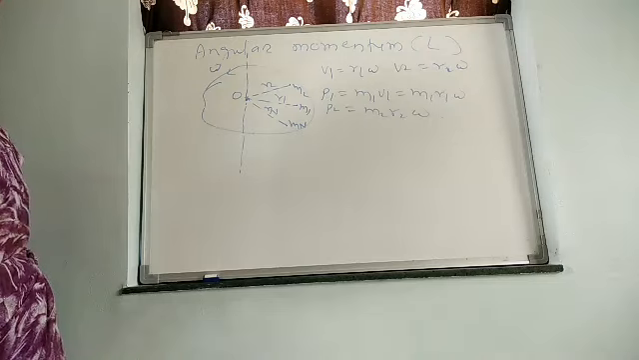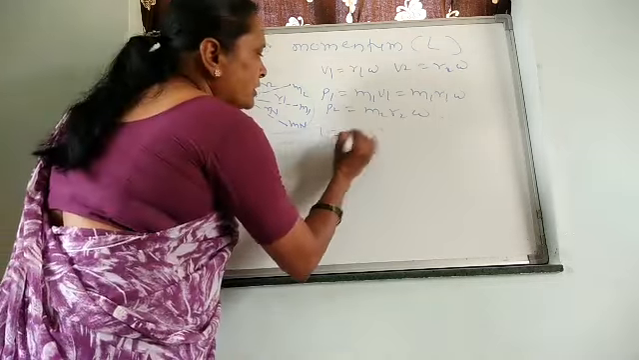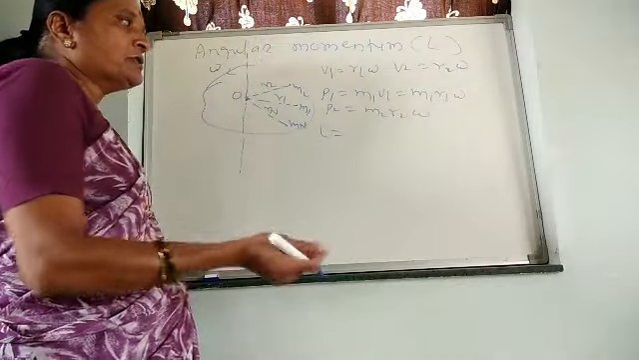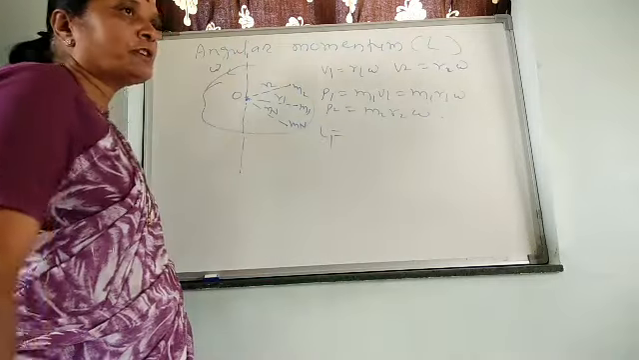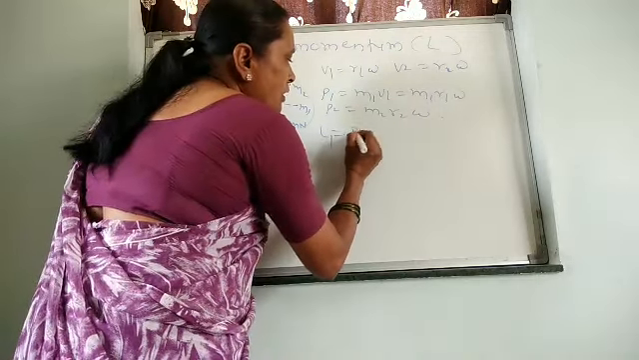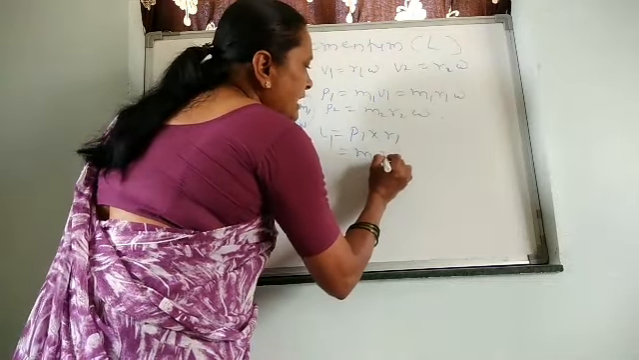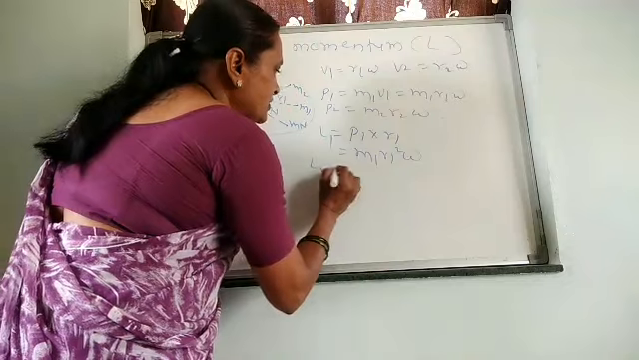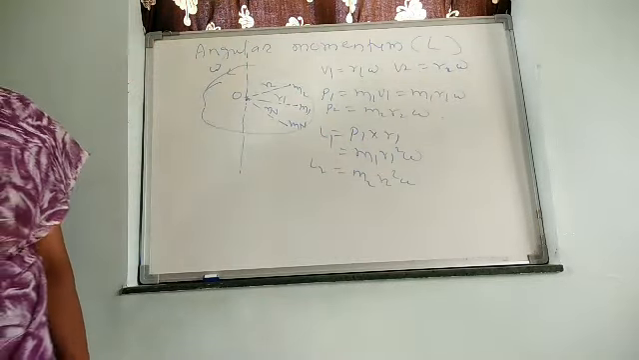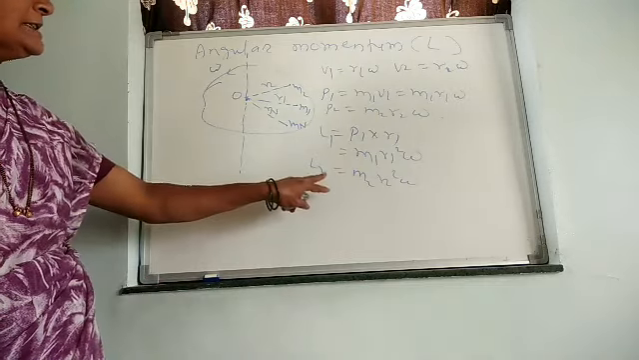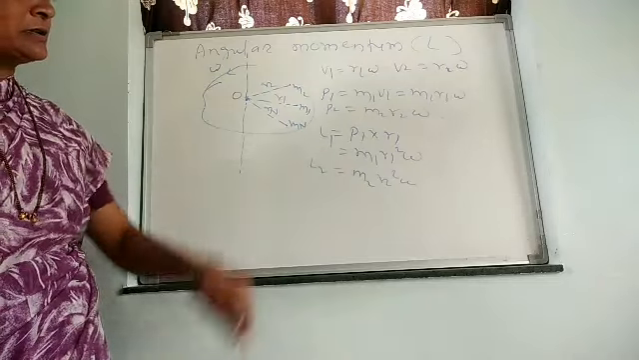As you have seen, angular momentum L is a product of linear momentum and the perpendicular distance from the axis of rotation. Therefore the angular momentum of the first particle will be equal to P1 into r1, that means m1 r1 square omega. L2 is equal to m2 r2 square omega. In this way we can find the angular momentum of the nth particle, Ln is equal to mn rn square omega, for n number of particles.